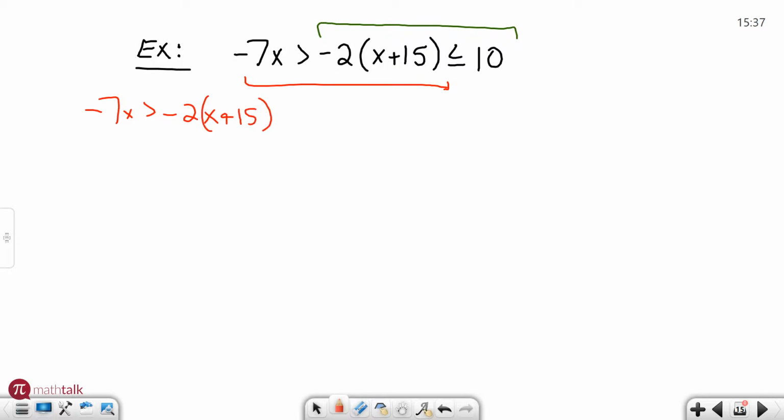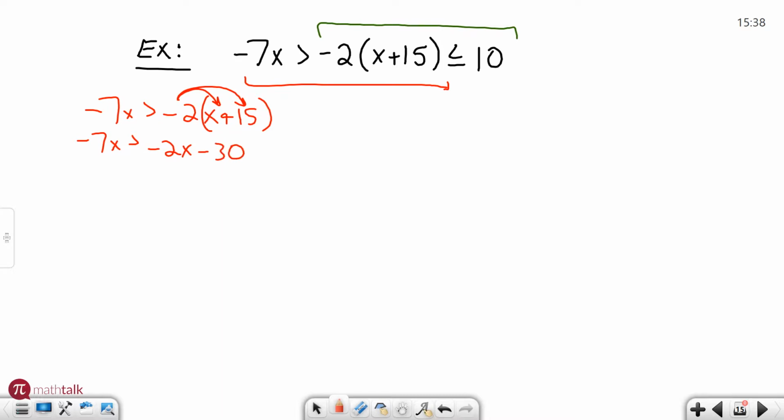Okay, so I need to use distributive property to simplify this a little bit. So I'm going to have negative 7x greater than negative 2 times x, negative 2 times 15. Negative 2 times x is negative 2x. Negative 2 times 15 is negative 30.